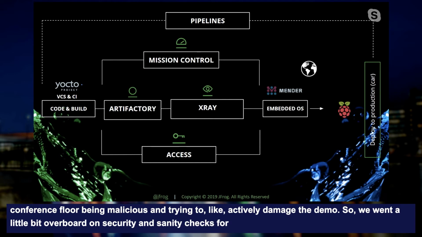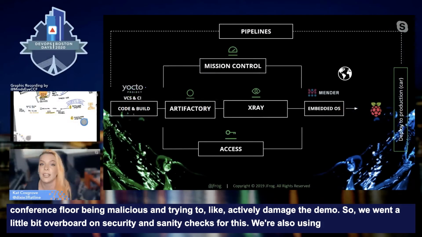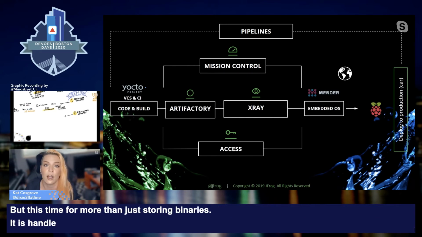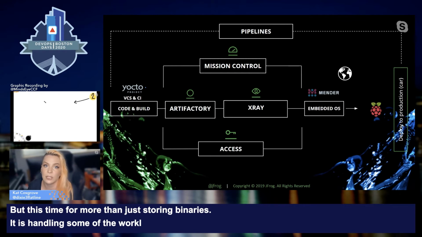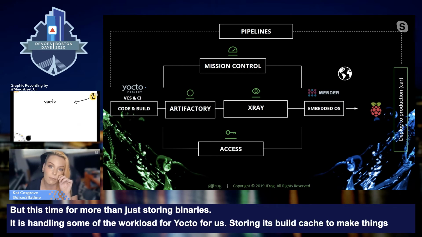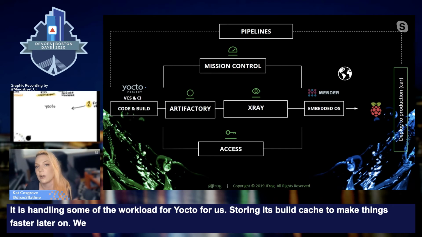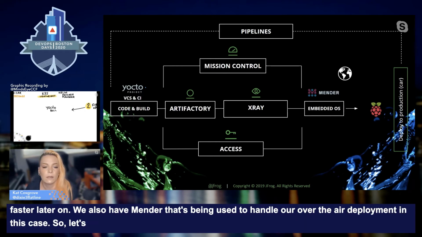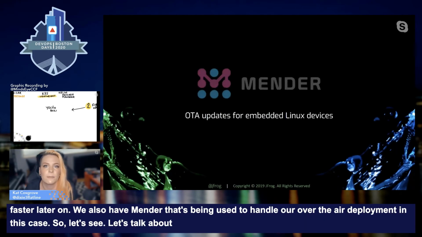We're also using Artifactory again, but this time for more than just storing binaries. It is handling some of the workload for Yocto for us, storing its build cache to make things faster later on. We also have Mender. It's being used to handle our over-the-air deployment in this case. So let's talk about Mender first.